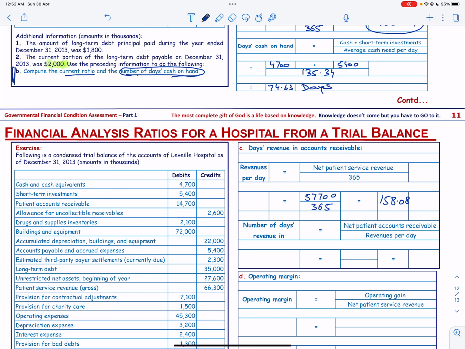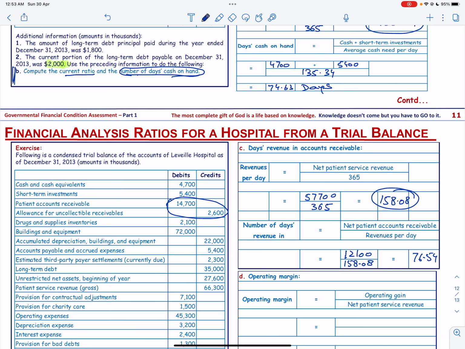Then we calculate the number of days revenue in receivables. So we have the net patient accounts receivable, and net patient accounts receivable is the patient accounts receivable minus the allowance, that is 12,100, and revenues per day is 158.08. So this is 76.54.